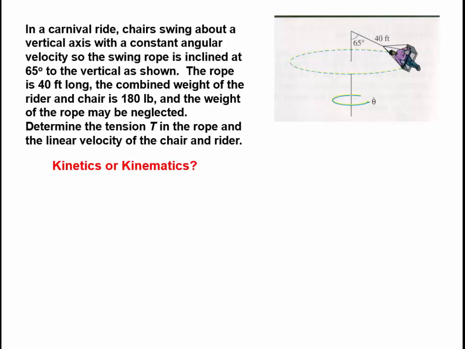So if we work through a full problem, where in a carnival ride, chairs swing about a vertical axis with a constant angular velocity, so the swing rope is inclined at 65 degrees to the vertical, as shown here. The rope is 40 feet long, the combined weight of the rider and chair is 180 pounds, and the weight of the rope can be neglected. Determine the tension T in the rope and the linear velocity of the chair and rider.